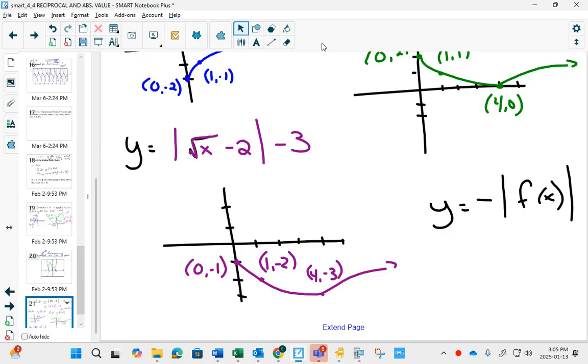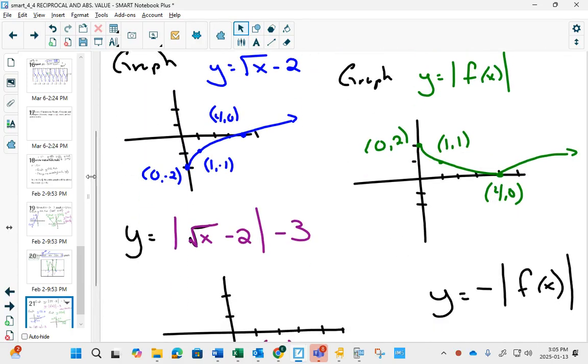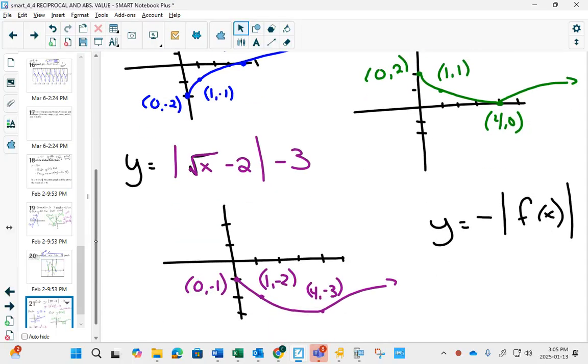If you have questions like this and you're uncomfortable with how it goes, remember, you always have your table of values. Like, what happens if I plug in 0? Well, 0 minus 2 would be negative 2. The absolute value makes that positive 2. 2 minus 3 would be negative 1. Do I have the point 0, negative 1? So your table of values, don't forget how powerful that is. If you're unsure on a graph, you can check things with the table of values. If your table of values and your graph are completely different, that means something went wrong somewhere. And you might be like, you know what, I'm just going to trust my table of values.